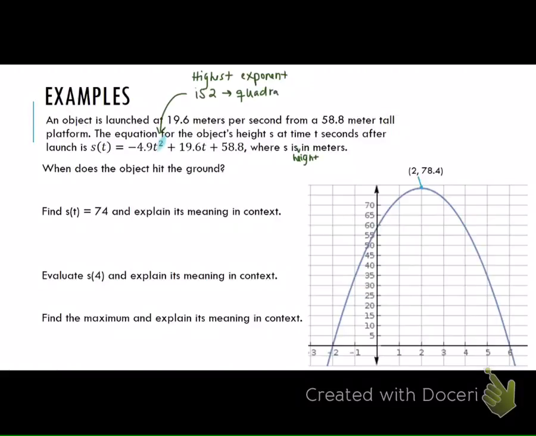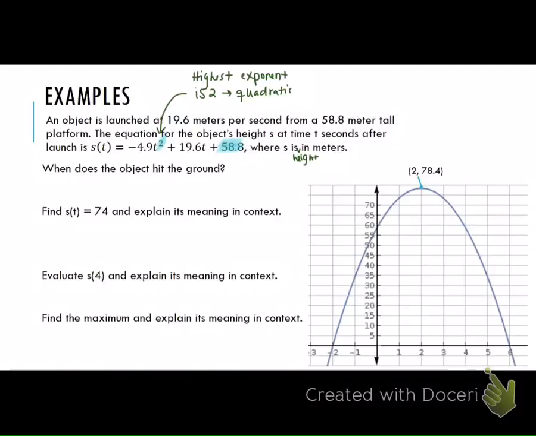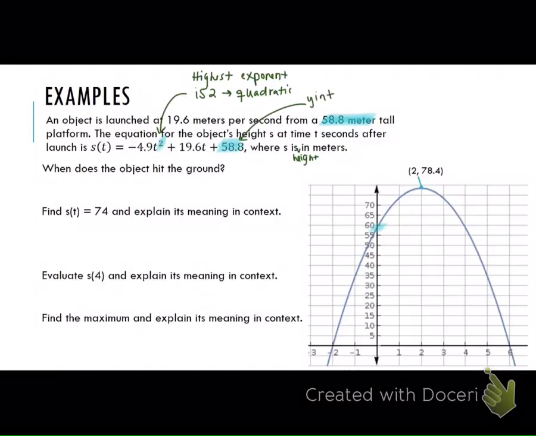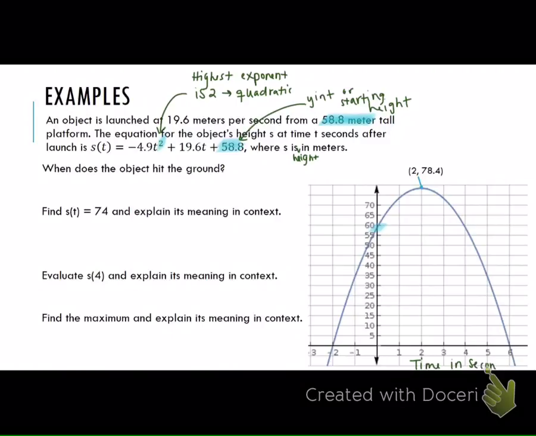The next thing you need to understand is this value here. Do you see this 58.8? Where else do you see that in the problem? It is your y value here. So this number is your y-intercept. It's your starting height. Just so you guys are aware, we have our time in seconds still, and our height is in meters this time.